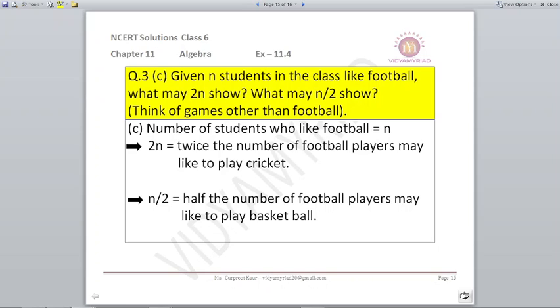Given n students in the class like football, what may 2n show and what may n upon 2 show? Think of games other than football. So n is the number of football players, and 2n can be twice the number of football players, who like cricket. n upon 2 may be half the number of football players. They may like playing basketball or throwball, or you can think of any other game other than football, whatever game you like.